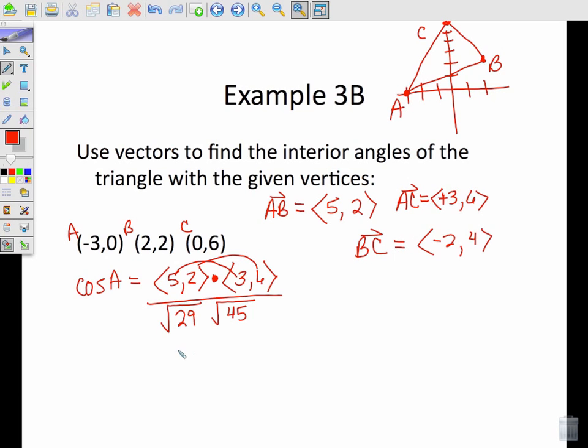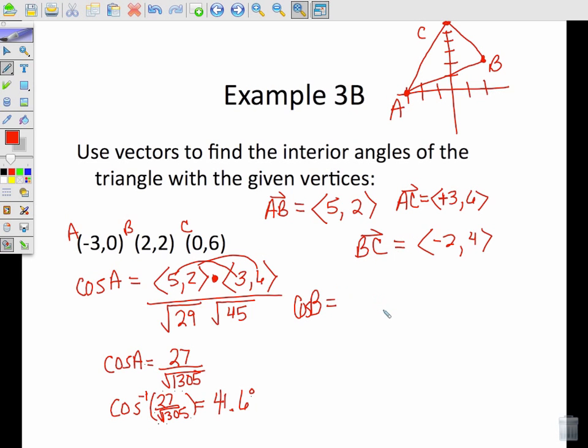All right, this gives us the dot product on top: 15 plus 12, so it's 27, over the square root of 1305. What we're looking at is the cosine of the angle, so the angle would be inverse cosine of 27 over the square root of 1305. What this gives us is 41.6 degrees. All right, so that's angle A, and we are to find all interior angles.